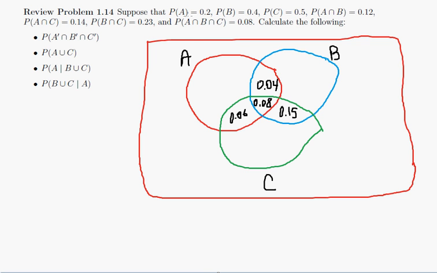Finally, we need to get the probability of A. So in the red circle, the total must be 0.2. So 0.2 minus 0.06 minus 0.08 minus 0.04 gives 0.02. So 0.02 is left out here.